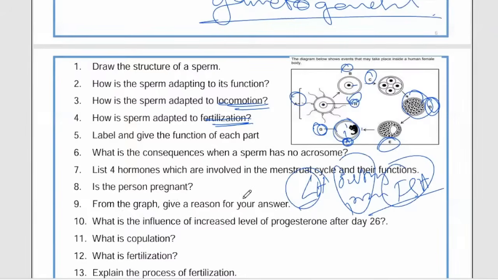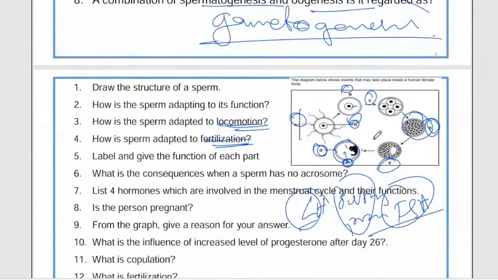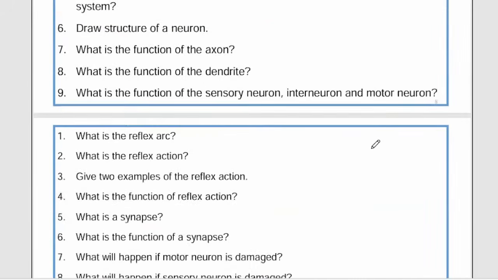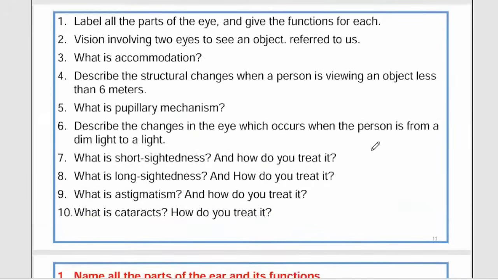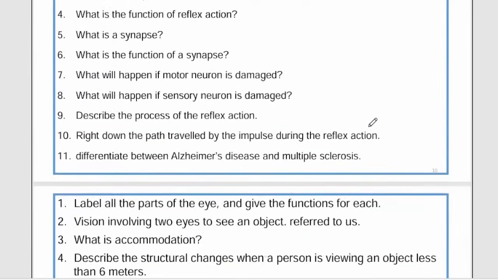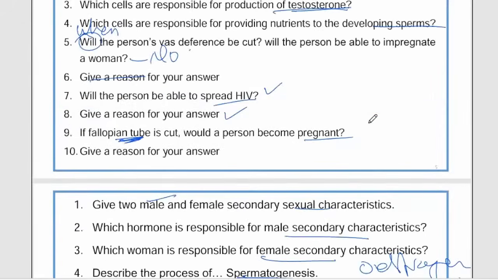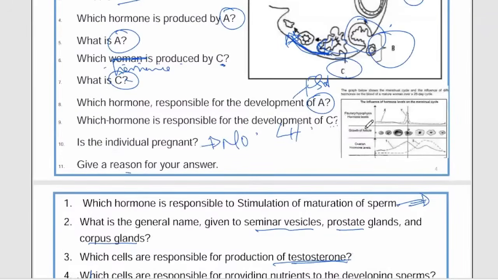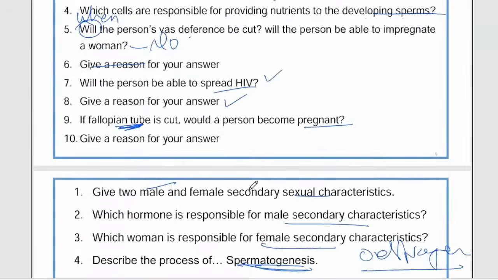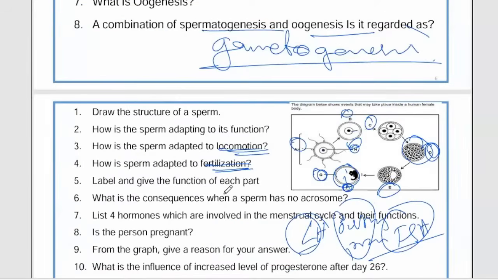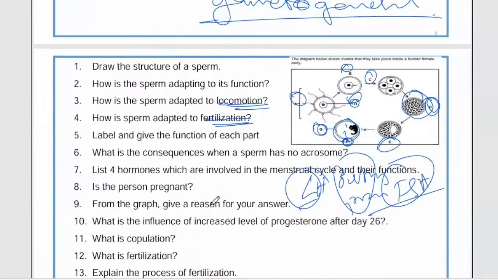Is the person pregnant? Now, if you look at this small graph, where did I put my graph? My graph is here. Is the person pregnant? We saw such a question. If you look at this, the person is not pregnant because the level of progesterone is dropping and the corpus luteum is also degenerating. These are questions which are linked to that graph, which you're supposed to answer.